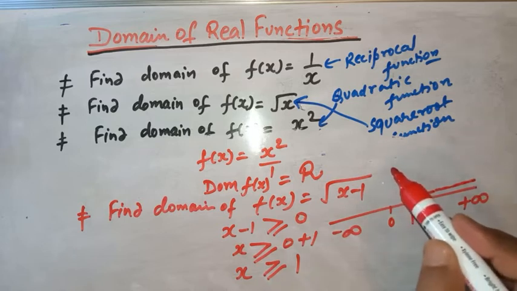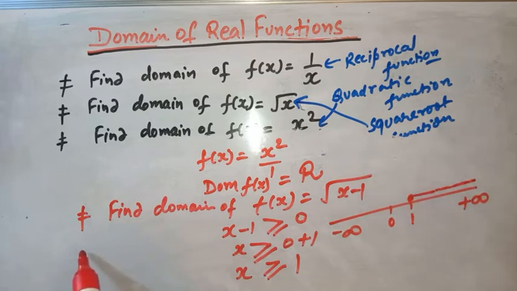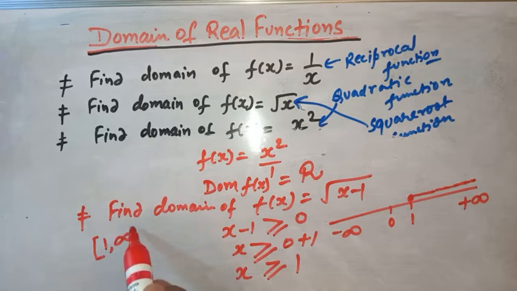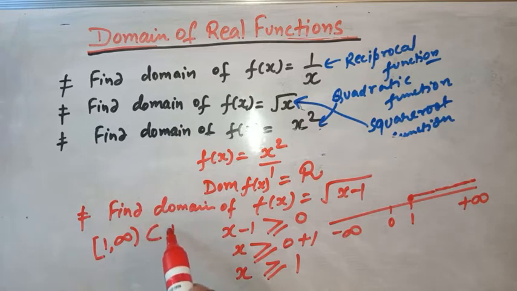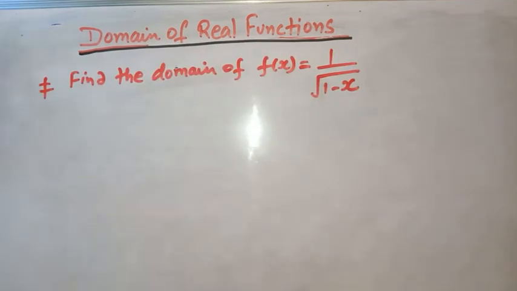So the domain is the closed interval from this side, that is 1 to infinity. Clear? And this is the interval, and obviously this is a subset of R. So for this function we have the domain as 1 comma infinity. Okay, viewers, let us take one more interesting example.